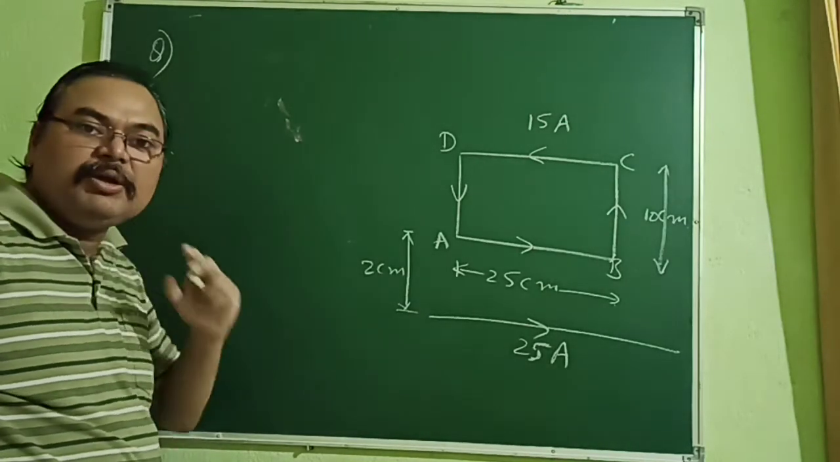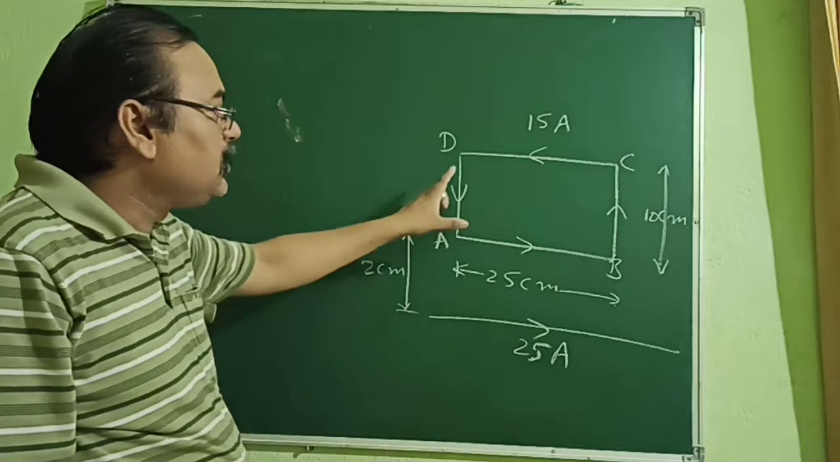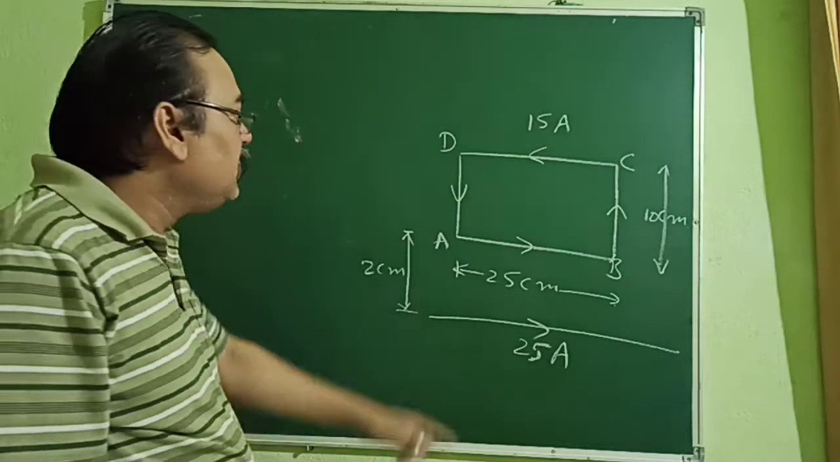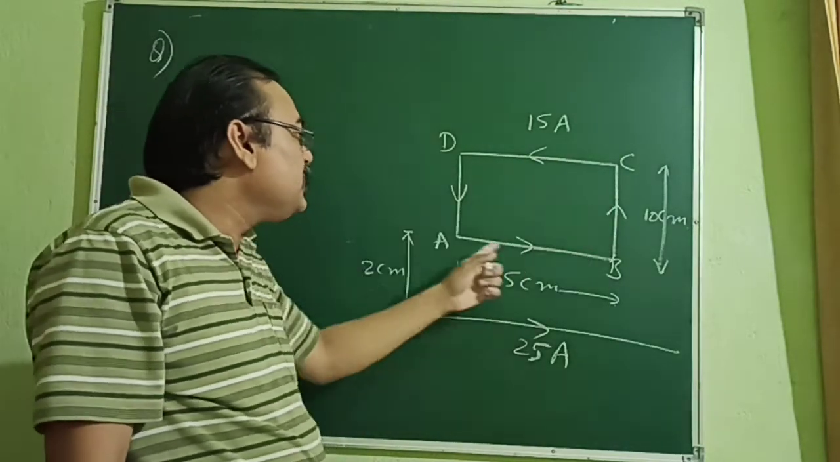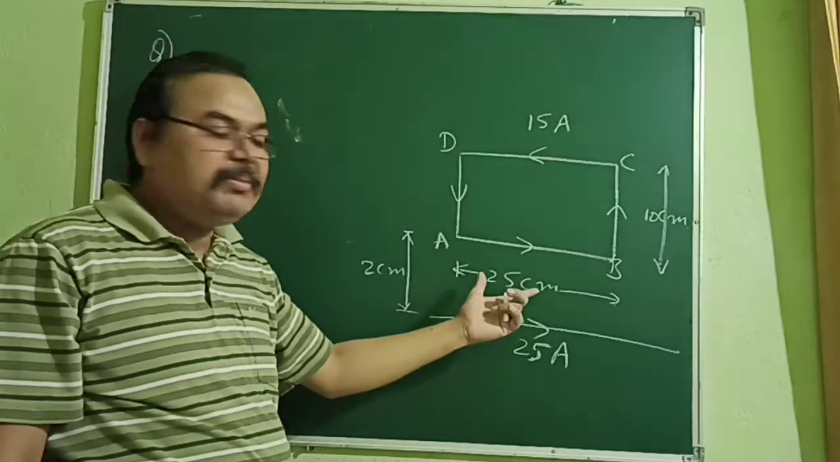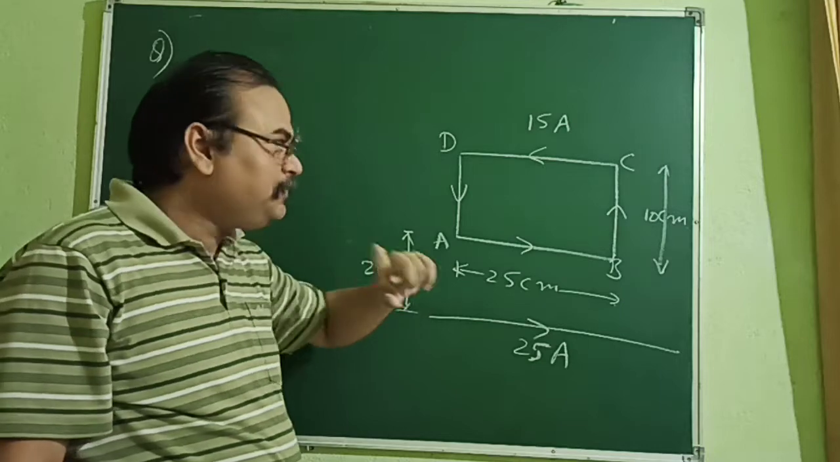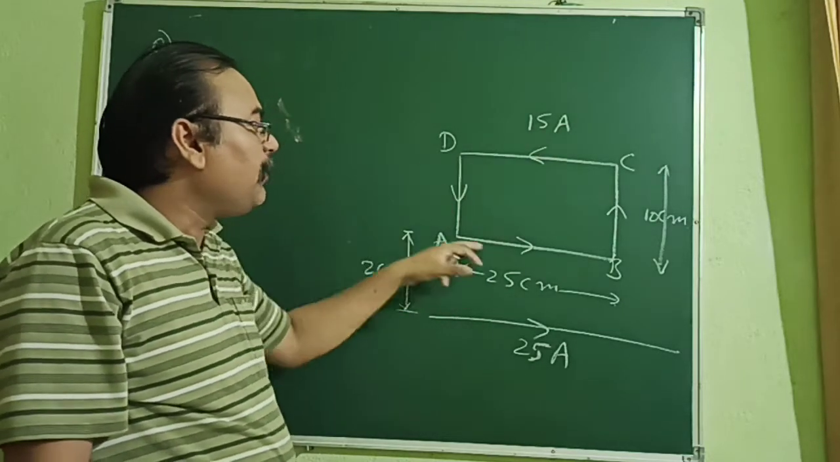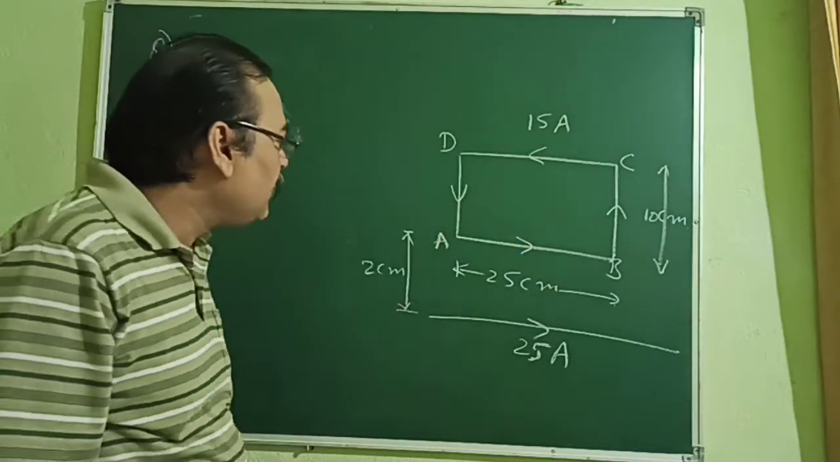Let's go for a question. Okay, numerical question. This is a question actually asked in the board examination. A rectangular loop is there. You can see A, B, C, D. Its length is 25 centimeter and width is 10 centimeter, and it is carrying a current of 15 ampere. You can see this 15 ampere.